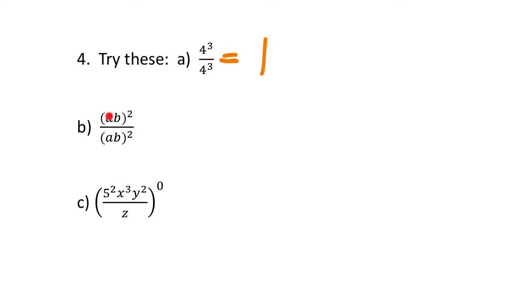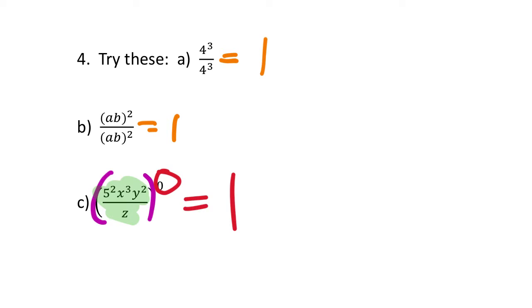Or down here, a times b, that's in parentheses, but it doesn't matter. It's to the power of 2. It's the same thing in the denominator. Anything divided by itself is 1. Or in this case, here we have a set of parentheses with a bunch of garbage on the inside. But the main thing we need to notice is that it's an exponent of 0 right there, so it's 1. Okay? Now, the sooner you make that an instinct to see, oh, there's an exponent of 0, so whatever's on the inside of that parentheses, or whatever it is as the base, is 1, the better off you're going to be.